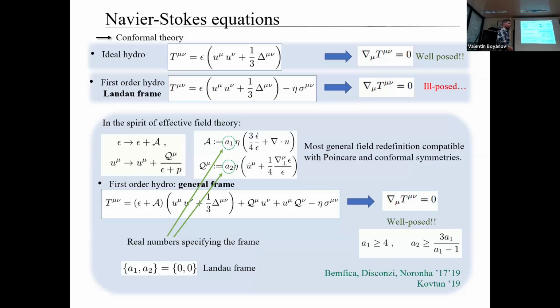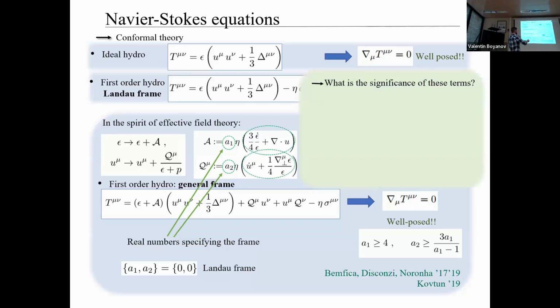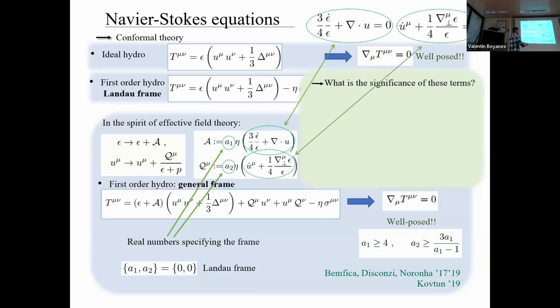Okay, so now you might be wondering, well, I am used to thinking in these terms. So what is the meaning now of this other term here? Basically, is A and Q. What is the physical meaning of these terms? Well, let me notice something important, which is that these terms are precisely the ideal equations of motion.